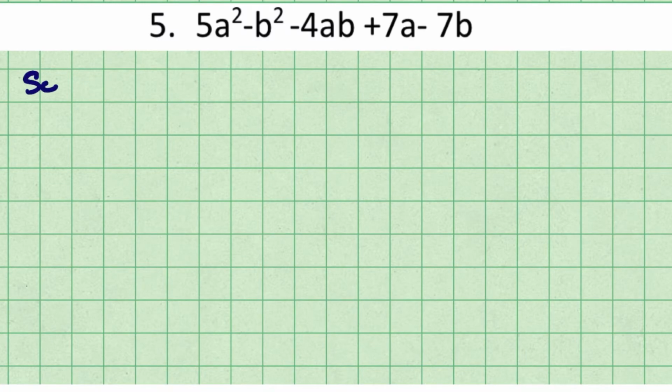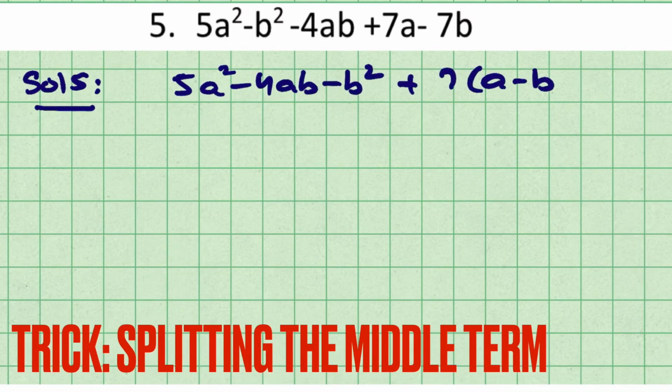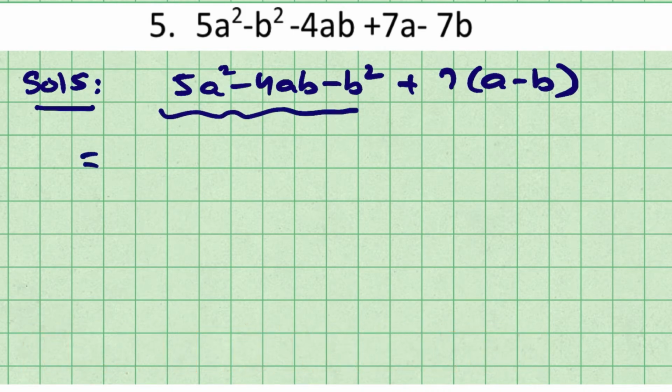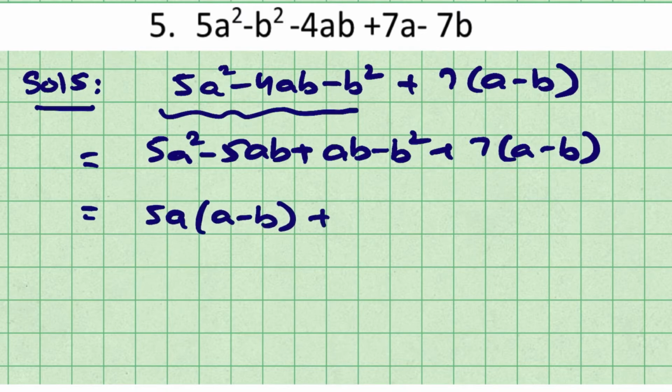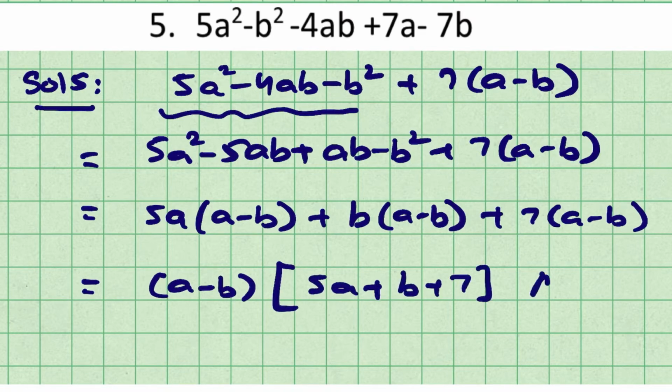Now let's look at question number 5. I notice that the first 3 terms can be factorized separately. Let's see. By the splitting the middle term method, let's split the first 3 terms. I am going to write it as -5ab + ab - b square, and in the last 2 terms I see 7 common, so I have taken 7 out. Here we'll get a - b, here also we'll get a - b. Therefore from the entire equation we can take a - b out and we'll be left with (5a + b + 7). So that will be the answer.